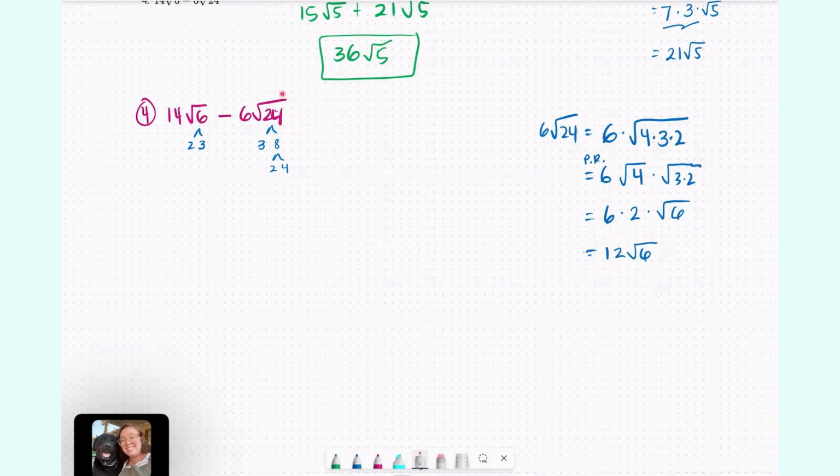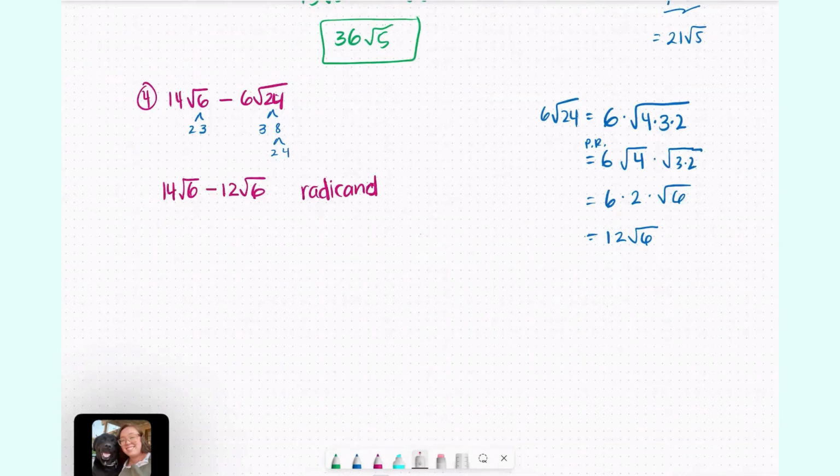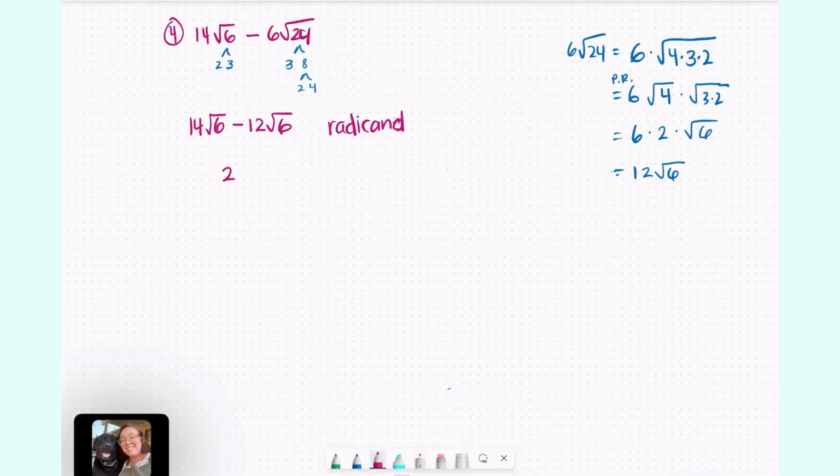So just like the previous question, this is going to replace this. And notice now we're going to have root 6 for both. I actually could combine these now. So copy and paste 14 root 6 now minus 12 root 6 because they have the same number under the radical. Again, that's called a radicand. I can now focus on adding or subtracting the 14 and the 12, the numbers that sit out front. So this gives me 2 root 6.